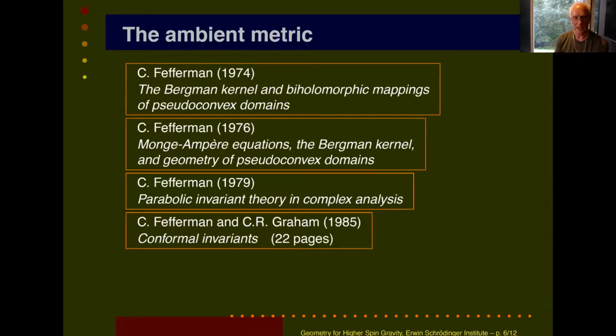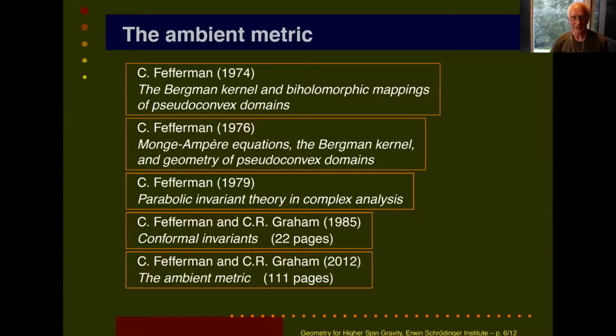Okay, and then they always claimed to be writing up a proper version of this. This 1985 paper is a bit sketchy. And here we are, 27 years later, at 5 times the page count, there's this little monograph called The Ambient Metric, which I highly recommend. And this is what I'm now going to be talking about. So these two articles, especially the second article, is what I'm now going to be talking about.